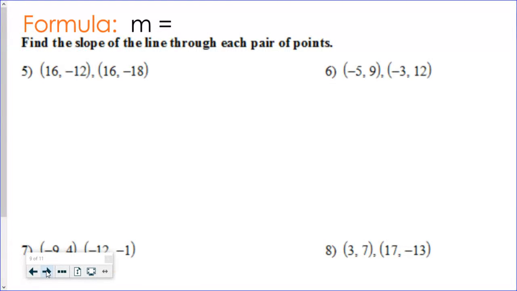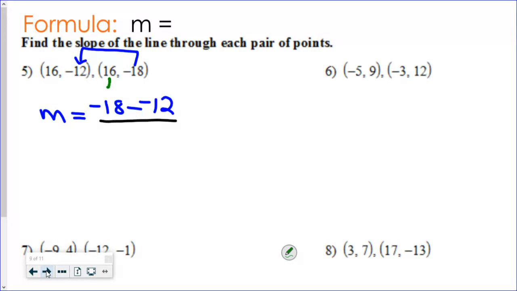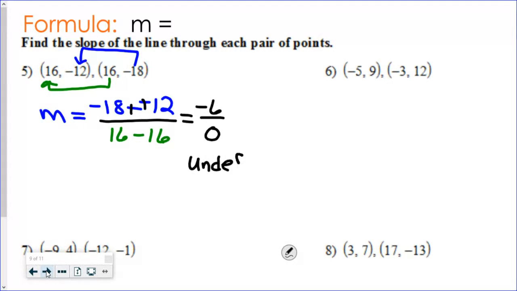Okay, so again, just checking, I'm going to do one more. So I'm going to find the slope. Y minus y equals -18 minus a -12 over x minus x, 16 minus 16. Okay, get your calculator out. This gives me a -6 over 0. If I put that in my calculator, I get an error. That's undefined. Okay. When you get a 0 on the bottom.